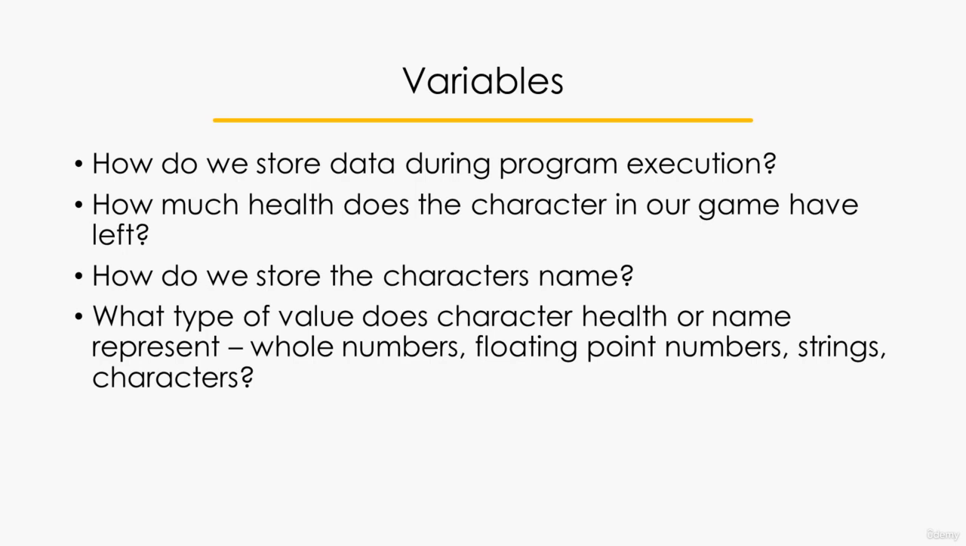Next, let's talk about variables. So how do we store data during program execution? You might need variables, or a value that is variable, that can change for things like how much health does your character in your game have, how much health does it have left, what type of values does a character's health or name represent: whole numbers, floating point numbers, strings or characters. So we'll talk about integers in this lesson and this video. Primarily, those are ints or integers. We'll talk about floating point numbers and strings in a bit more detail later.